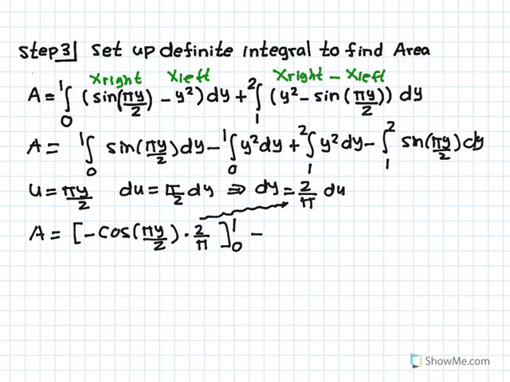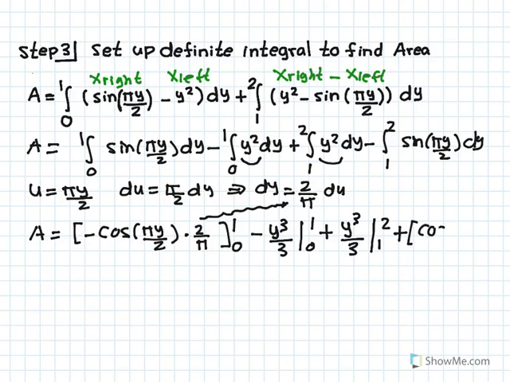Now, what is the antiderivative of y squared? That's going to be y cubed over 3, evaluated from 0 to 1, plus the antiderivative of y squared, again, is y cubed over 3, evaluated from 1 to 2, minus an integral of sine of pi y over 2. We already did that with the substitution method, so that's going to be minus cosine of pi y over 2 times 2 over pi. Double negative is positive, so let me make it positive here, times cos of pi y over 2 times 2 over pi, evaluated from 1 to 2.